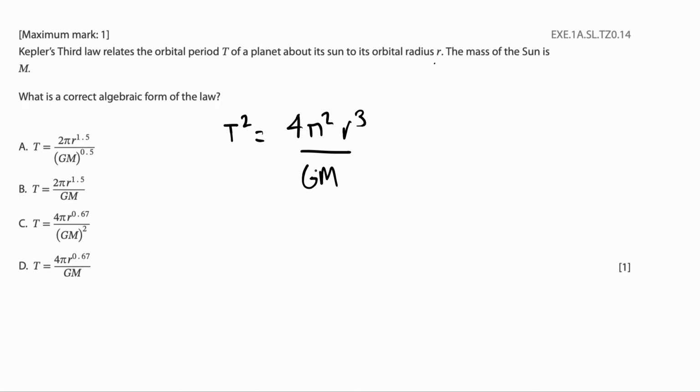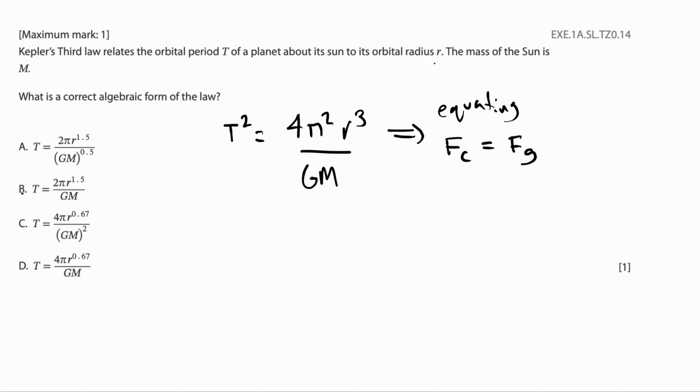Essentially, you derive Kepler's law by equating centripetal force to gravitational force. When you equate these two together, you can derive Kepler's law, but I won't be deriving it in this video. So they're asking, how can I algebraically form the law? Well, this is the law, isn't it?